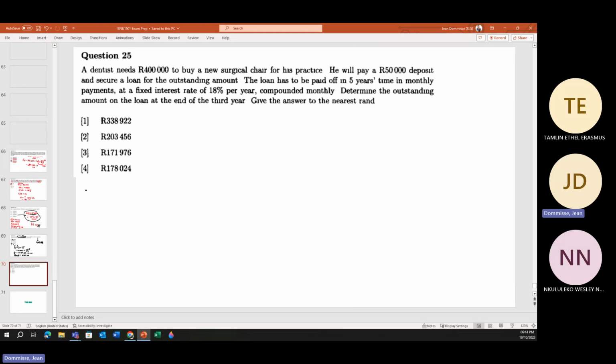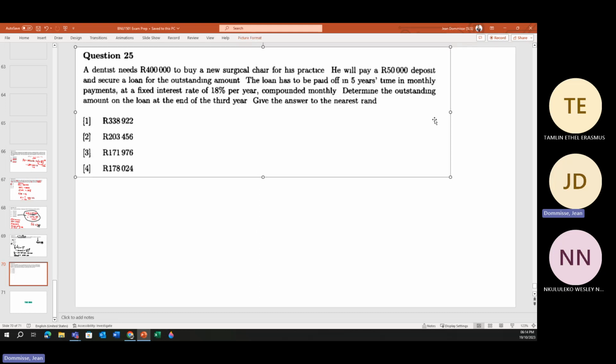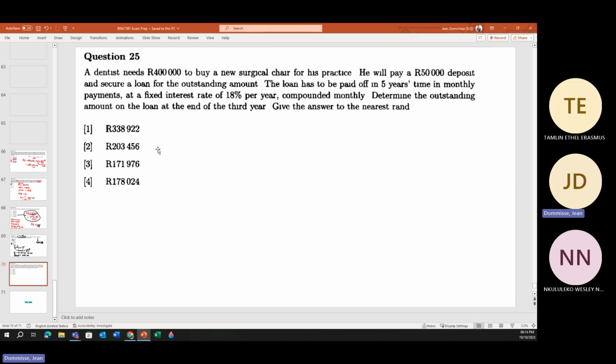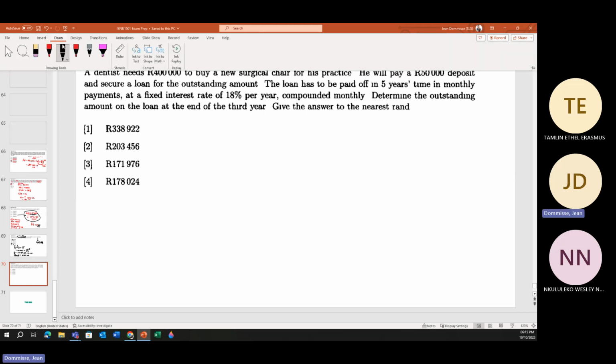Okay, last question for tonight, and before I take some other questions that you guys might have. So still nothing in this paper that was to do with simple interest. So you will get simple interest question in your paper.